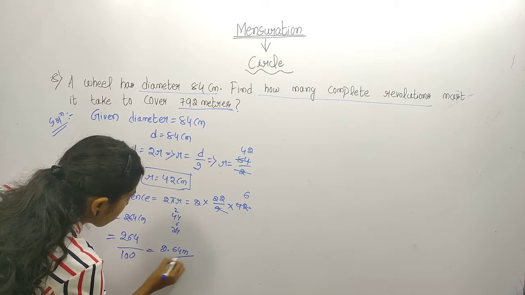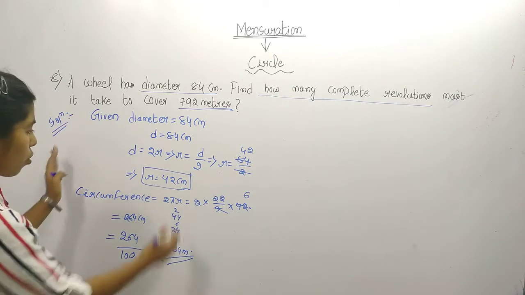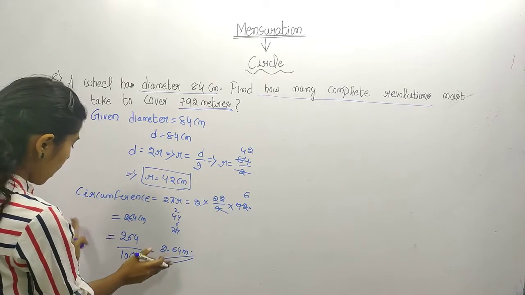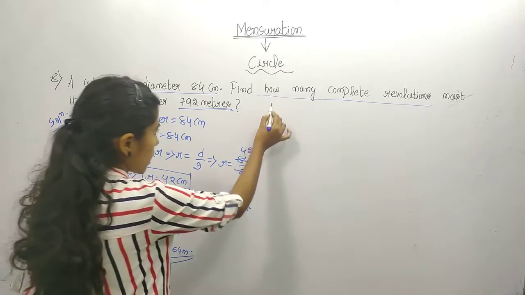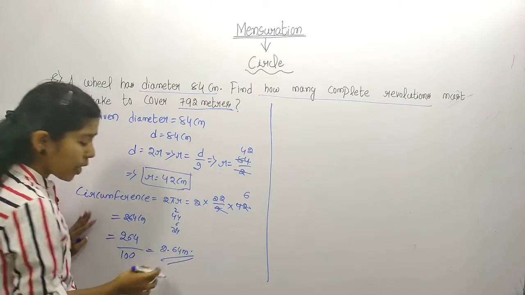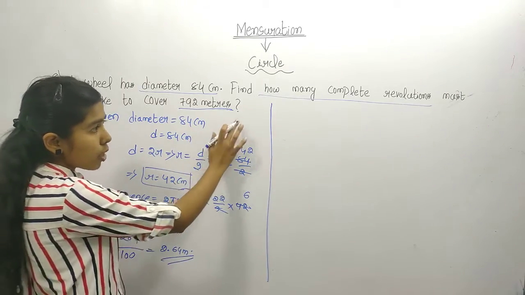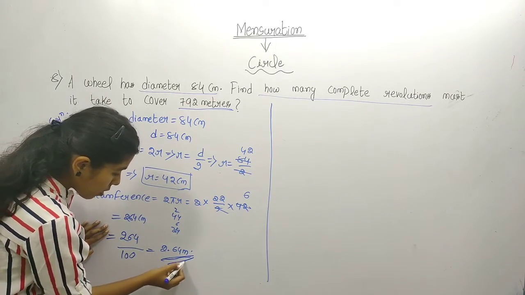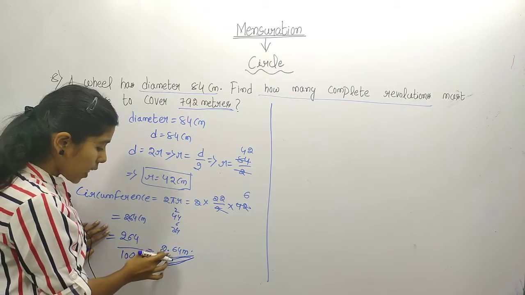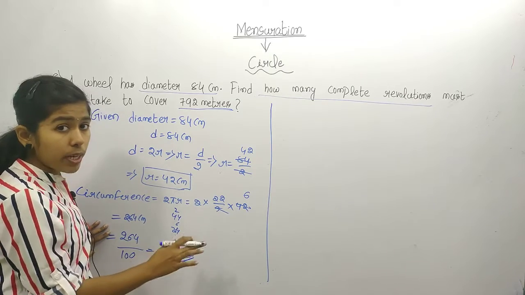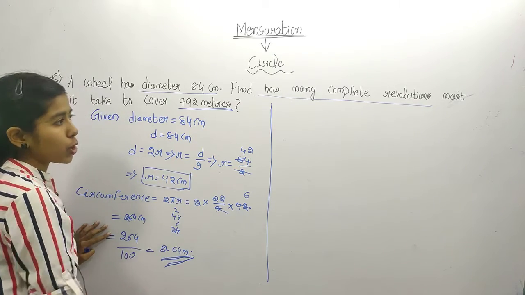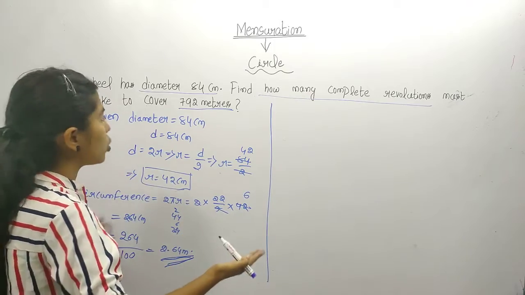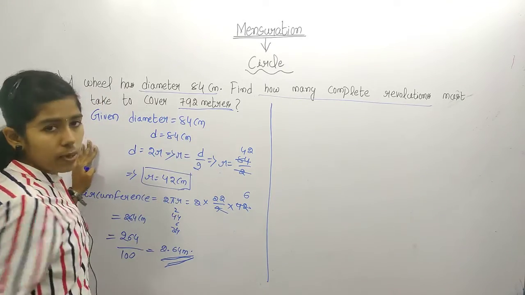2.64 meter. Okay. So you find out the radius, then you find out the circumference. So what you will write? For one complete revolution, it will cover 2.64 meter. So how many complete revolutions will it take to cover 792 meter?